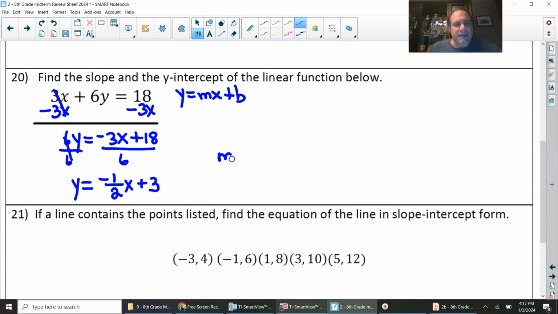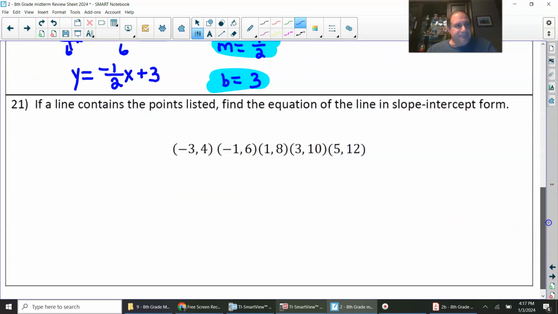So we have an m of negative 1/2. And we have a b of 3. And that answers the question of what they wanted. They wanted the slope and the y-intercept. See how it looks a lot different from when we started because it wasn't in that format. So y equals mx plus b is what it needs to be.